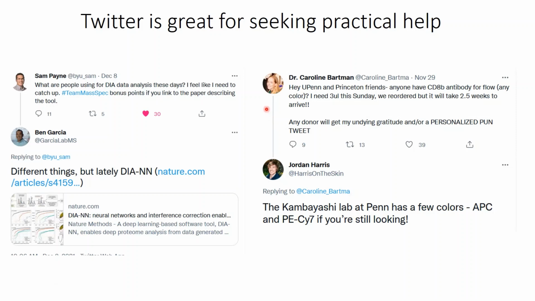And even help that's more practical, not just information. Here's a tweet from someone that said, hey, UPenn, Princeton friends, anybody have an antibody for flow? I need 3 microliters this Sunday. I guess they had ordered it, but it's back ordered. And then someone wrote, oh yeah, we have it, let us know if you need it. And a bunch of other people wrote as well.